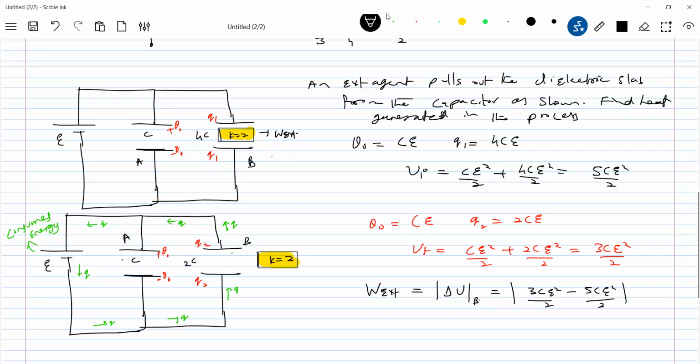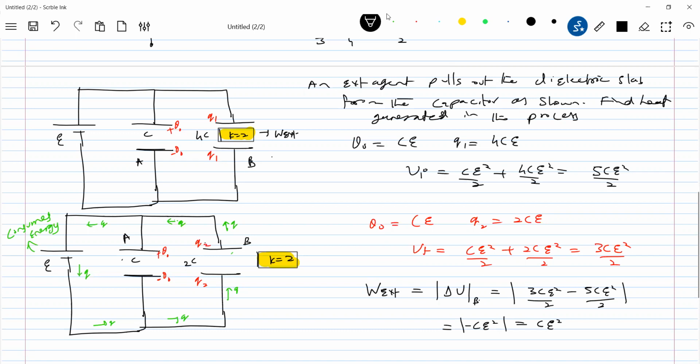Why am I taking mod? Whether the energy across the capacitor increases or decreases, the change in potential energy across the capacitor is the work done by the external agent. So this should be equal to CE square. In fact, it's negative, because of mod. This much work is done by the external agent to pull out the slab. He has given that energy to the circuit.